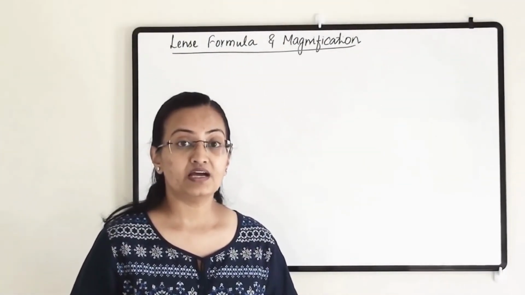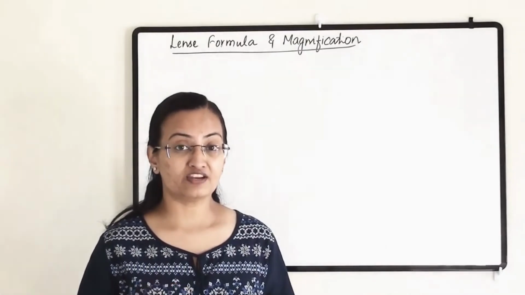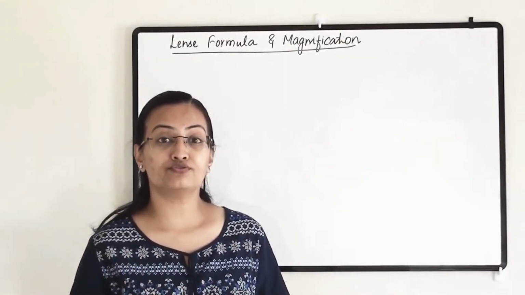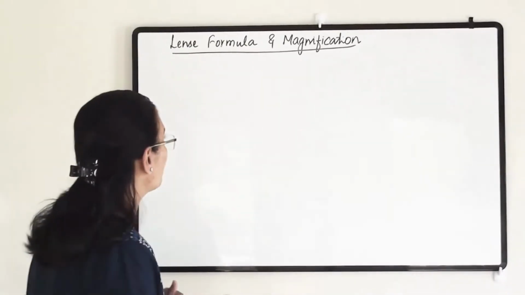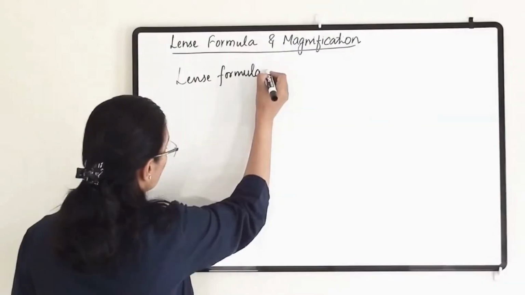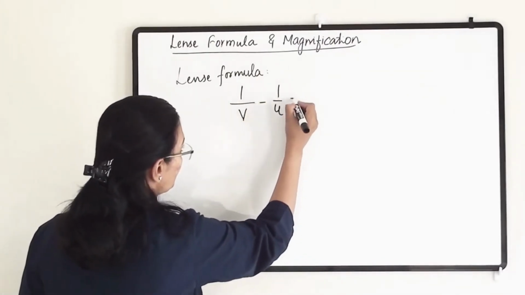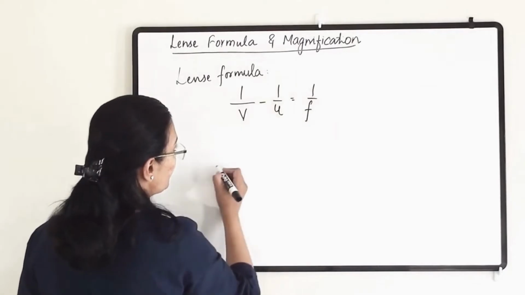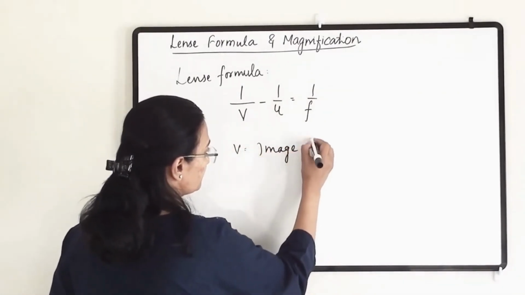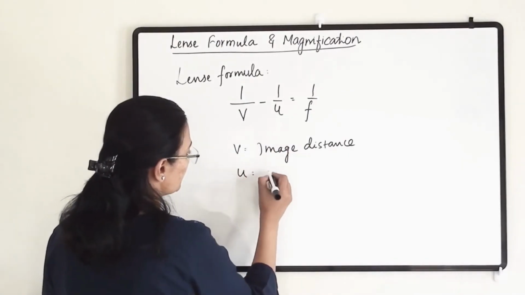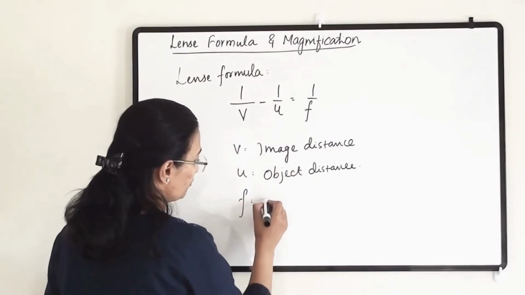The lens formula and magnification, and we will see how the lens formula and magnification for the lens is different from the mirror formula and magnification for the mirrors. So here the lens formula is 1 divided by V minus 1 divided by U equals 1 divided by F. Now here V is the image distance, whereas U is the object distance, and F is the focal length.